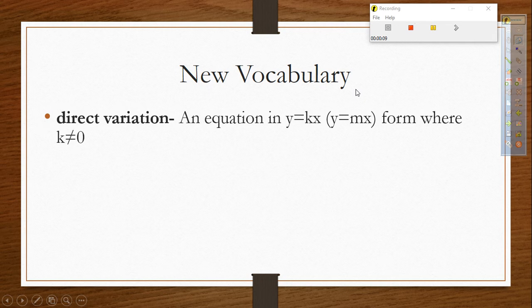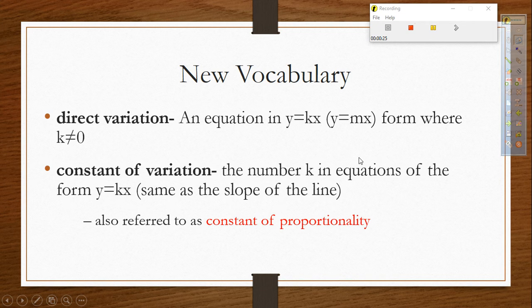First of all, direct variation is the equation in y equals kx form, where k is a constant number, a constant rate of change. So it's very similar to the y equals mx form that you have seen in the past, where m represents your slope. Constant of variation is the number k, the constant term.